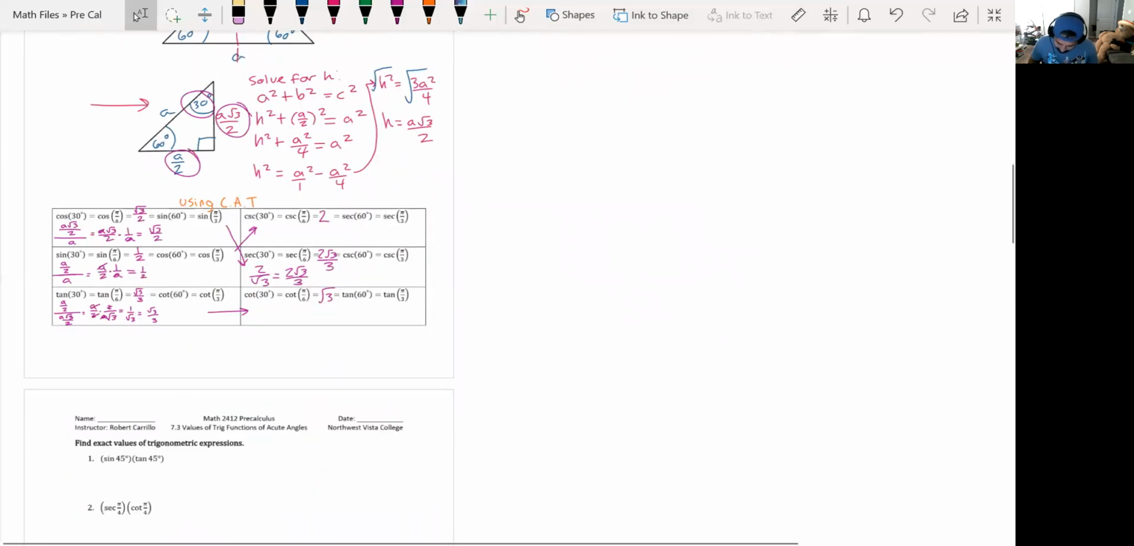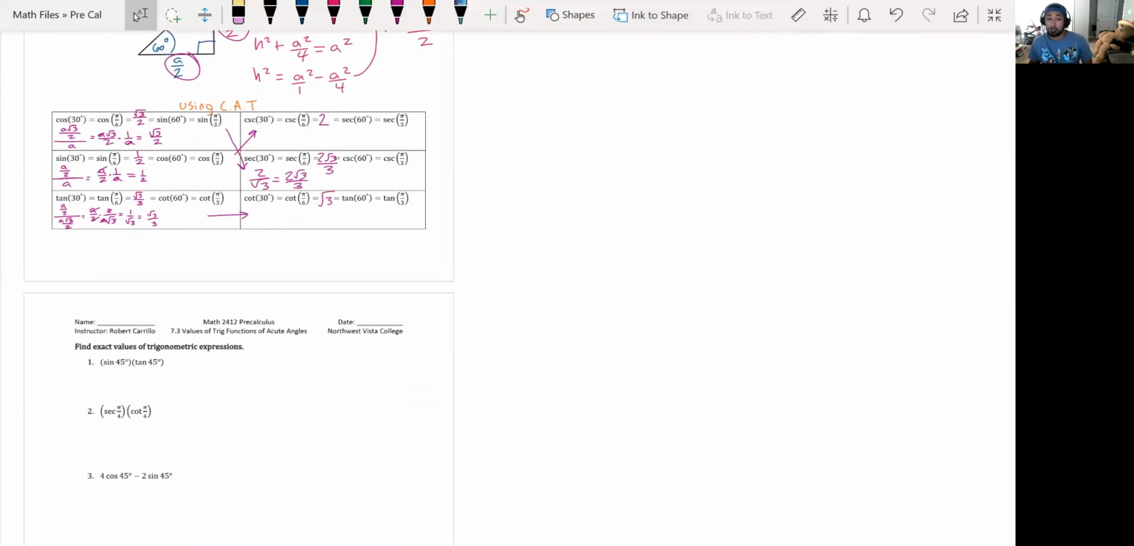All right. Okay, so now, referencing the unit circle above, here's the next exercise. We want to find exact values of trig functions referencing the unit circle.